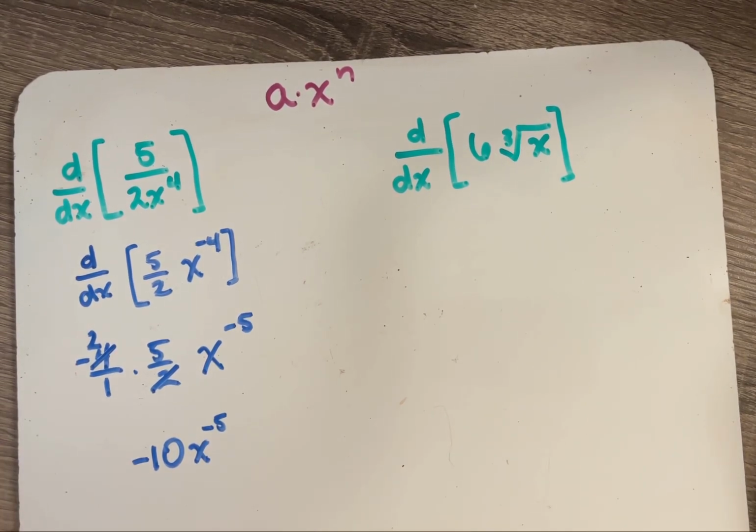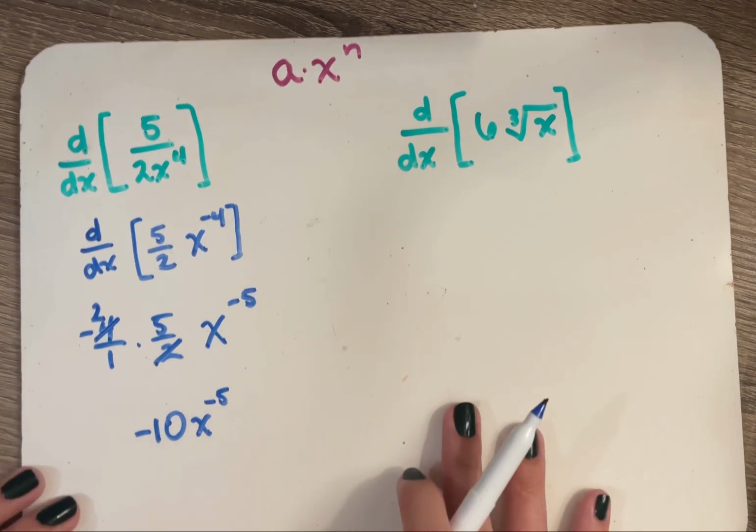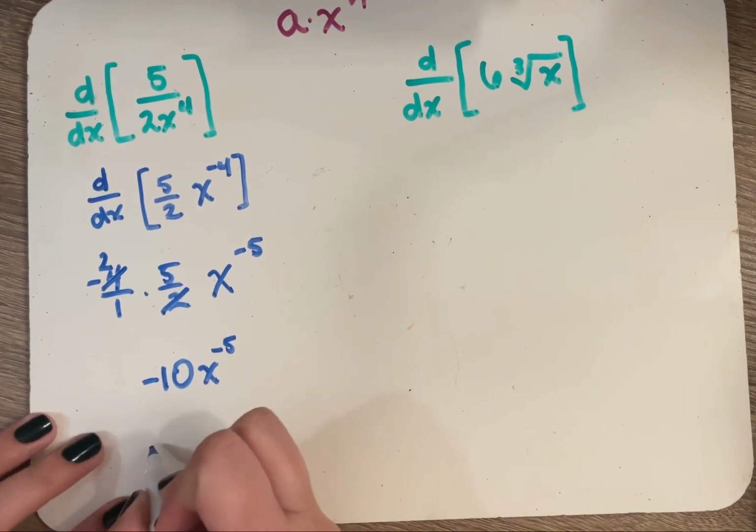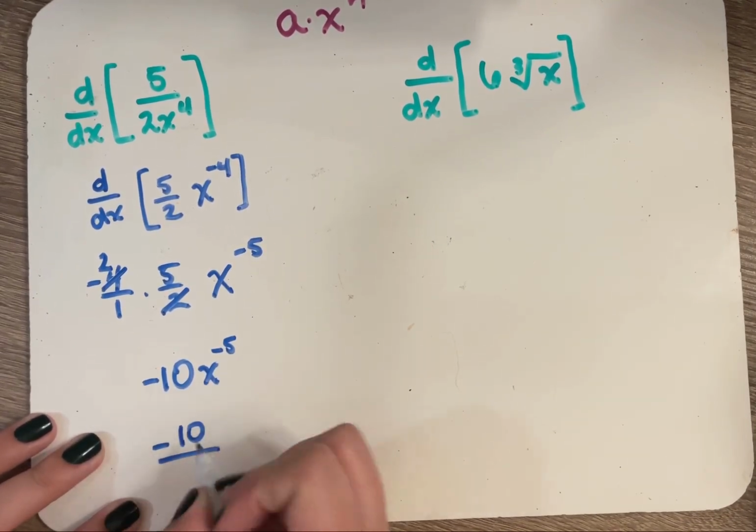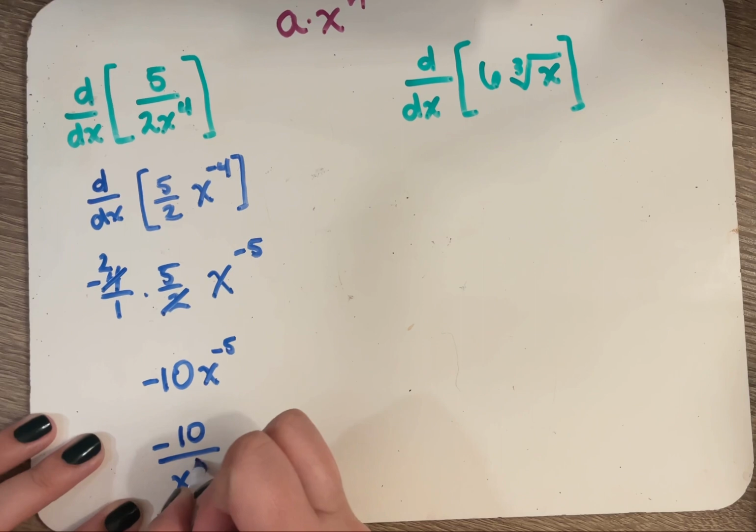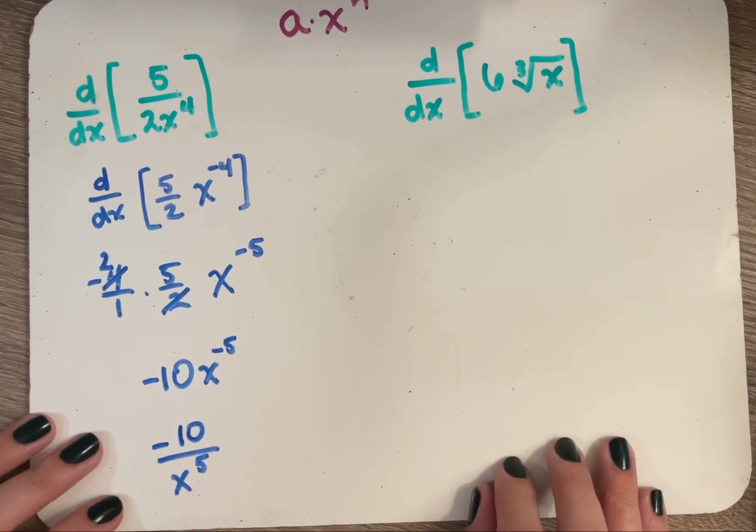If I were asked to, which I almost always will be, write my answer with no negative exponents, only positive exponents, I'm going to rewrite my answer as -10 over x to the +5.